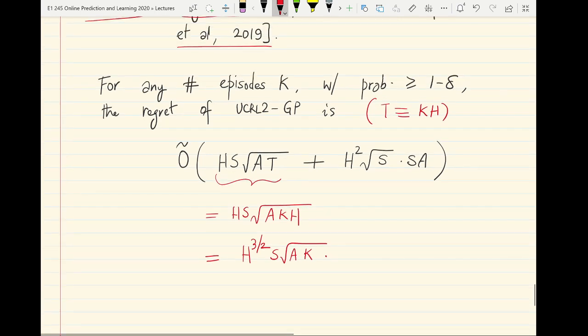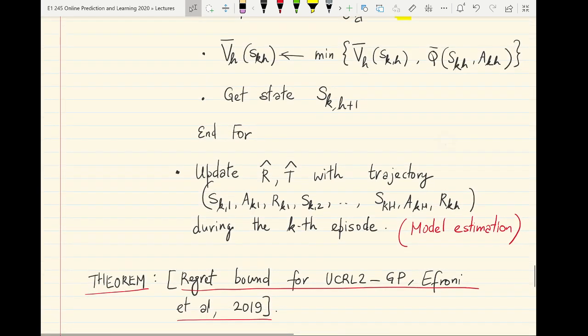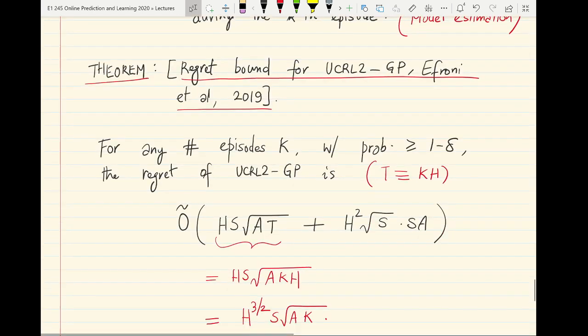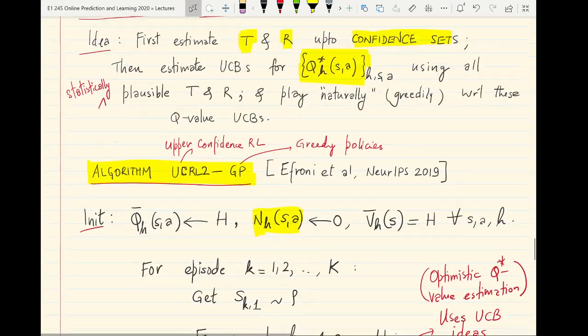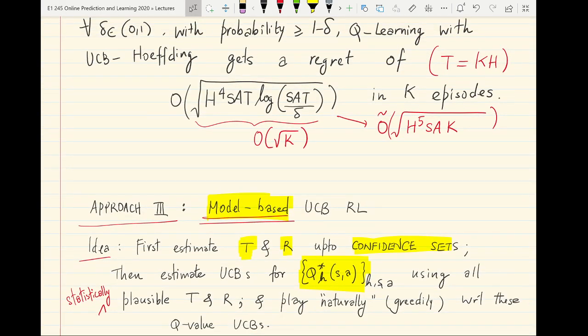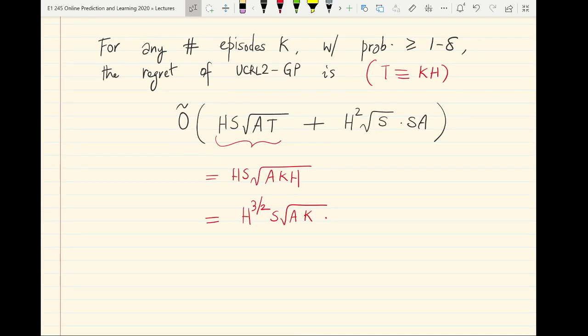So this is a model based approach in the sense that it essentially learns the model implicitly along the way. The T hat is testament to that. And if you want to compare this with the model free approach regret, the dependence on H was H to the 5 by 2 square root SAK. So here the dependence is much better in terms of the time horizon, but it is somewhat worse in terms of the dependence on S.